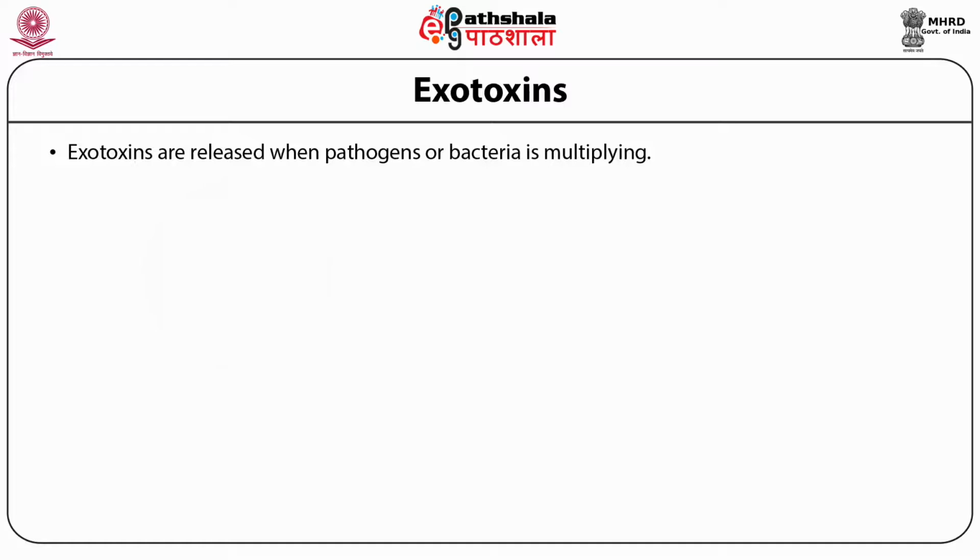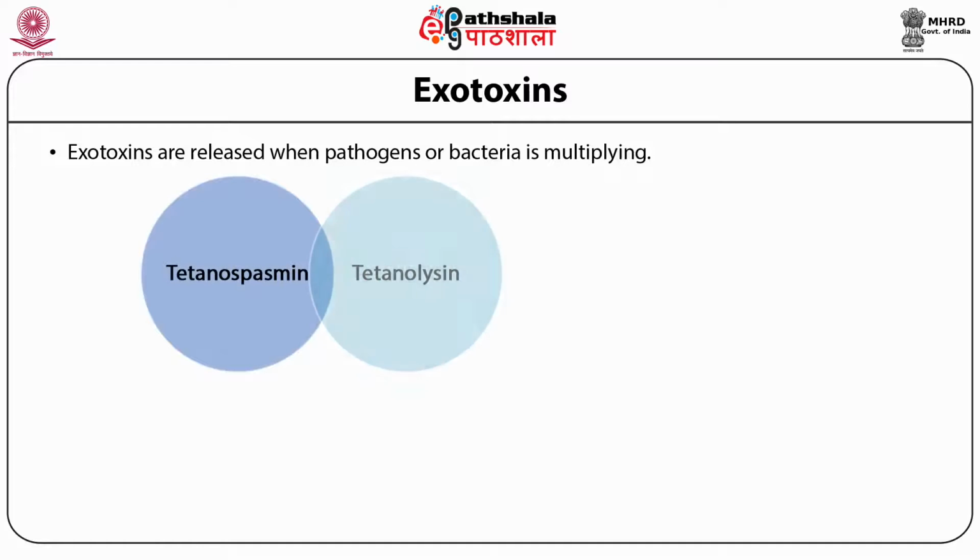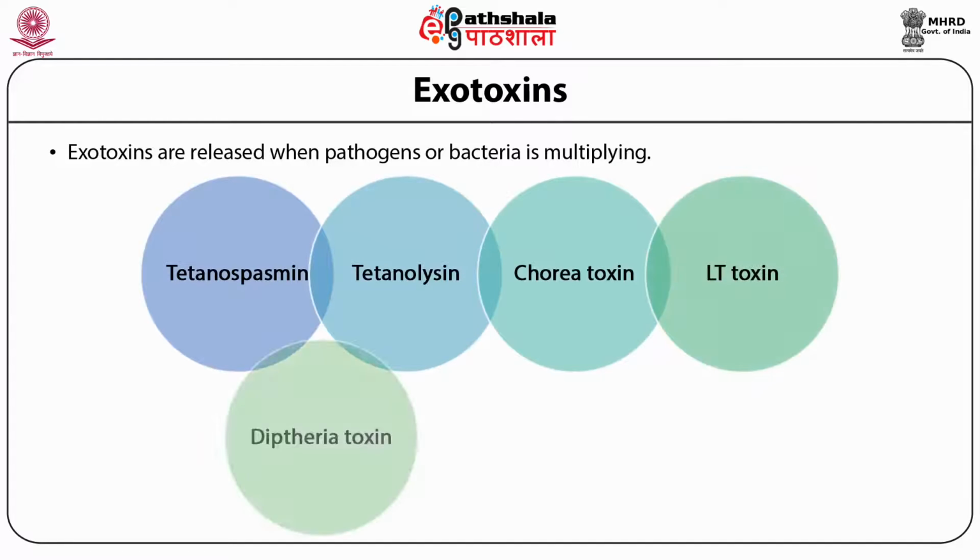For example, tetanospasmin, tetanolysin, cholera toxin, LT toxin, diphtheria toxin, botulinum toxin. So most of these toxins have two subunits, and that's why these are also known as AB type of exotoxins. So these exotoxins are the cause of tetanus, cholera, diphtheria, and botulism.